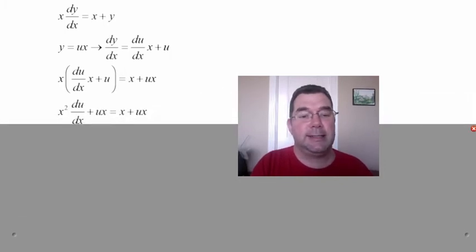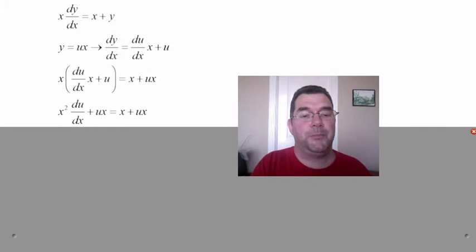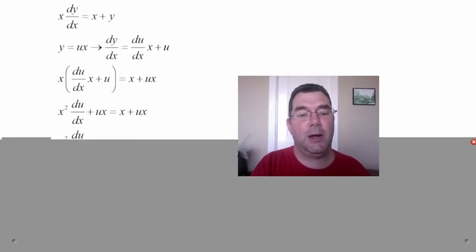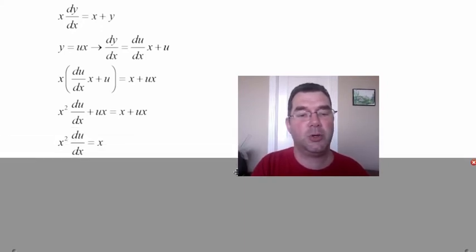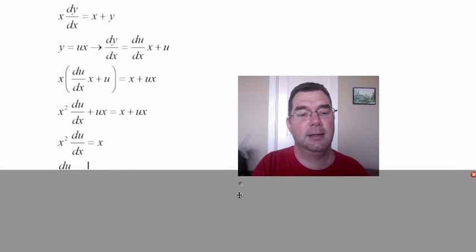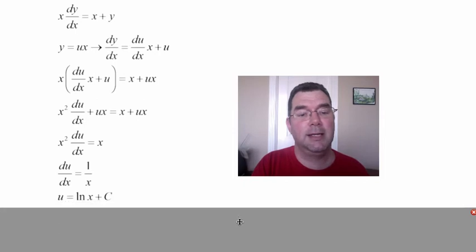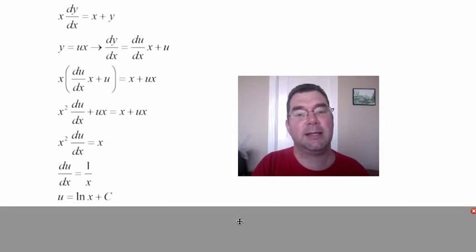And there's a reason for doing that. You'll see it in the next step, because what you'll notice is after I distribute this x, I've got a ux on both sides. That can be subtracted out. So I'm left with x squared du/dx equals just x. And so if I'm solving this I get du/dx equals 1 over x. I know the antiderivative of 1 over x, so I know that u is the natural log of x plus a constant.